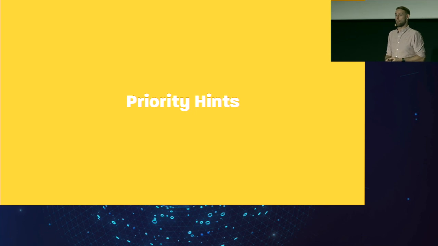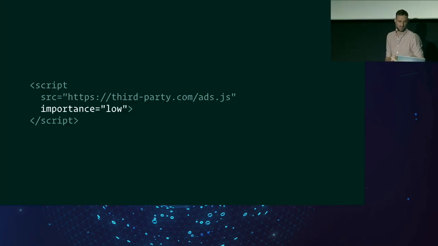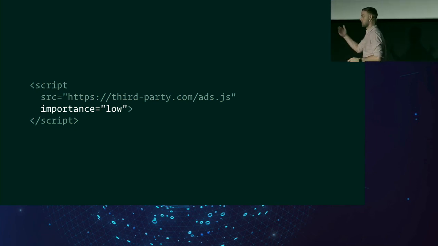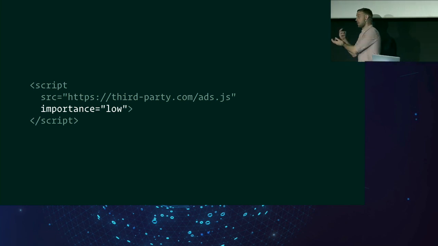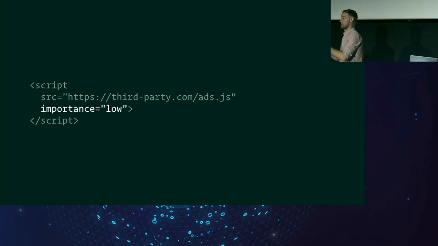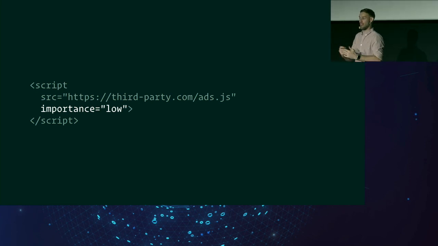Priority hints. These are very, very new. We looked at these in my workshop yesterday. Priority hints allow us to do this. We've got an importance attribute. So we can actually define that, hey, this is unimportant to the page. My ads are unimportant, but my own CSS is importance equals high. This is very, very new. If you just Google priority hints, you'll find the spec. But these are things we can start to use to allow the browser to schedule resources a little more effectively.